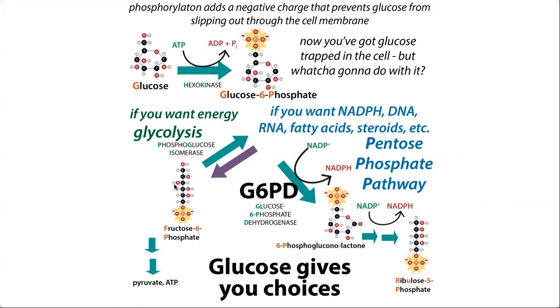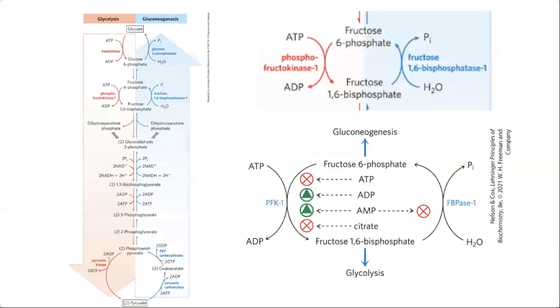Instead, after we do this isomerase step, the next step is the committed step, where we're basically saying, okay, now let's take this fructose 6-phosphate and change it to fructose 1,6-bisphosphate.